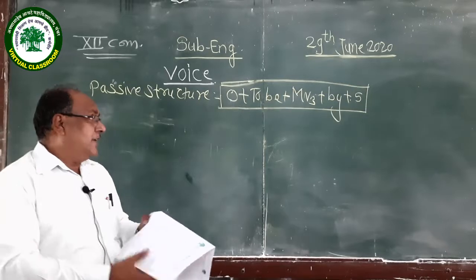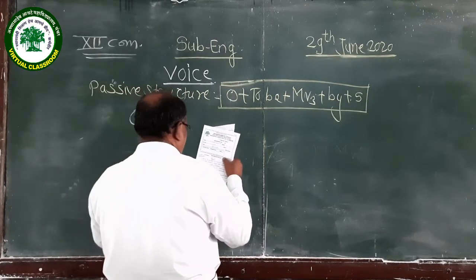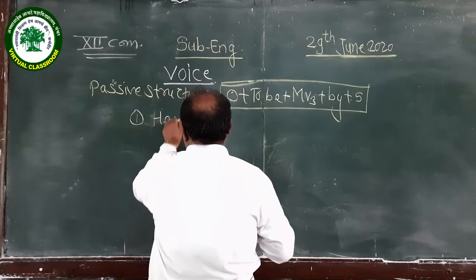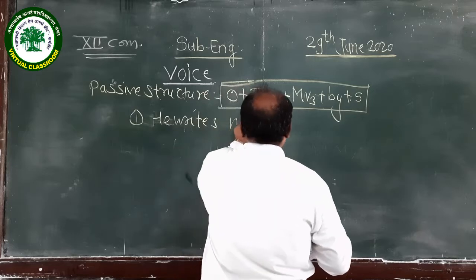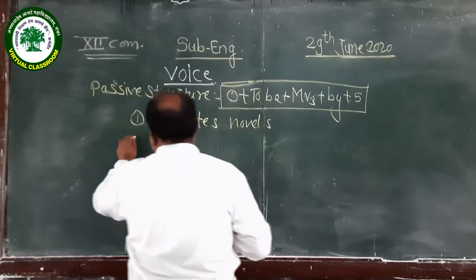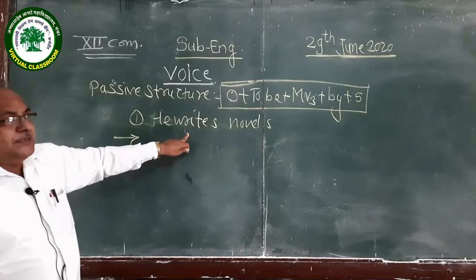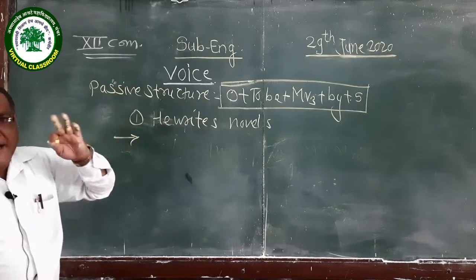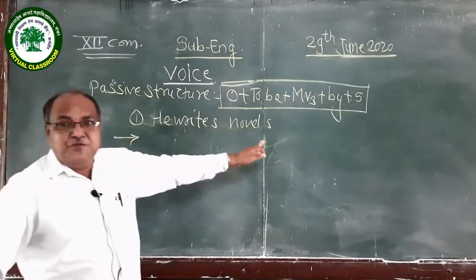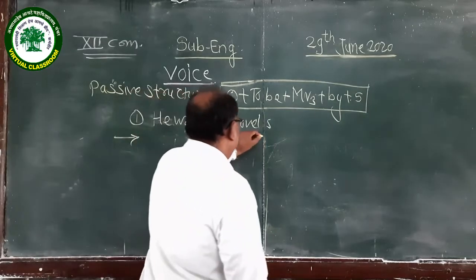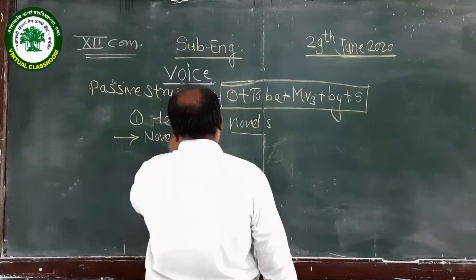For example, we will take one example and then explain. First example: he writes novels. Now look at this sentence. This sentence is given in a simple present tense. First of all, identify the tense of this sentence, then find out which is the subject, which is the verb and which is the object, and begin your passive voice with the object. In this sentence, the object is novels.